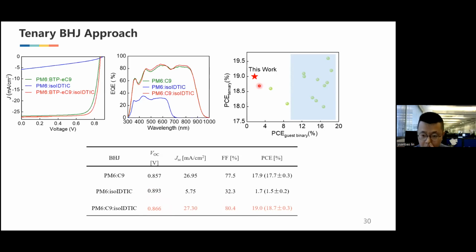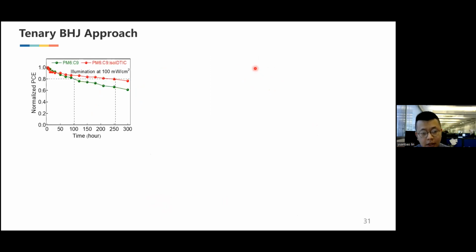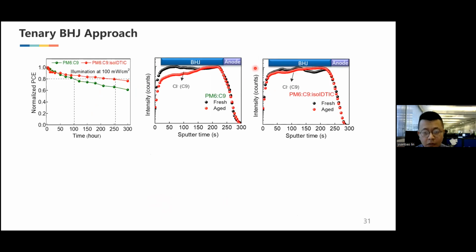In this work, we also noticed that most people, when they choose the third component material for a ternary system, always choose a high-performance one. But here we demonstrate that even a low-performance guest material can give high performance in the ternary. We also tested the stability of these two systems, and the ternary has slightly enhanced stability compared to the binary.